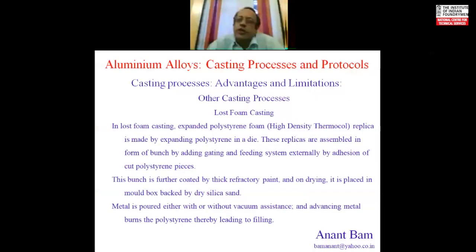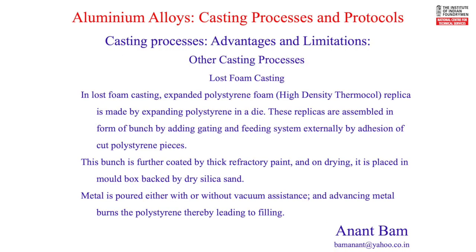After proper drying, the replica is placed in a mold box, an empty mold box. The whole system is vibrated, thereby allowing compaction of the dry silica sand. Only the pouring basin and the exit risers are visible at the surface. Then, in case of lost foam, the metal is directly poured. In case of vacuum-assisted foam casting, the metal is poured with vacuum being applied to the mold. Advancing metal burns the polystyrene, thereby leading to the complete filling of the mold.